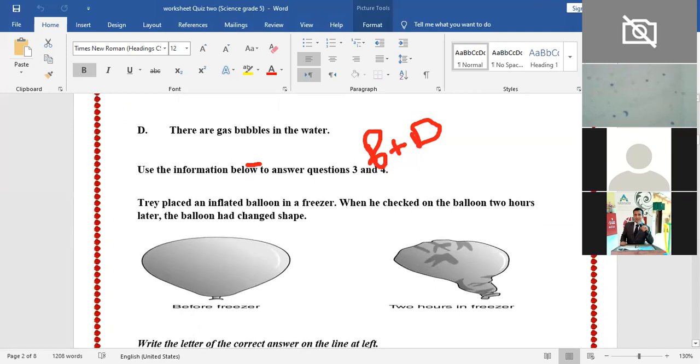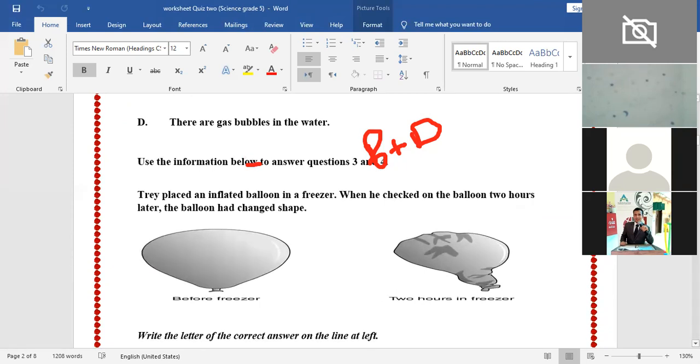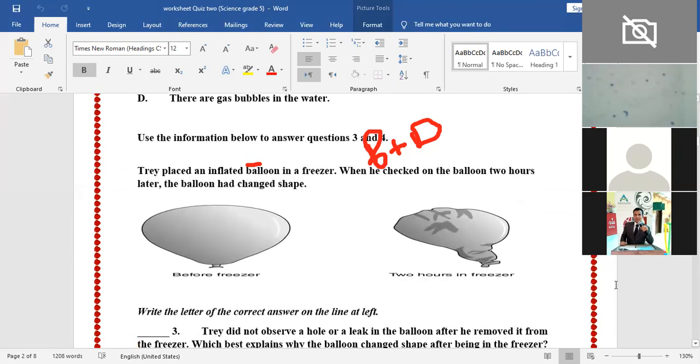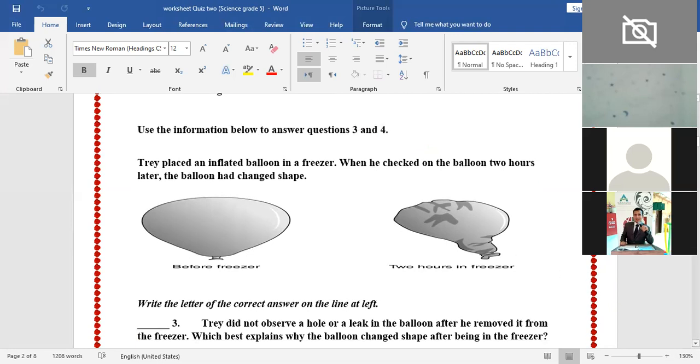Use the information below to answer question 3 and 4. Okay, no, stop. Not you, that's enough. This is a question, another student will answer it. Okay, Hamza, Ahmed, Muhammad. Yes, miss. Do read please. Use the information below to answer question 3 and 4.